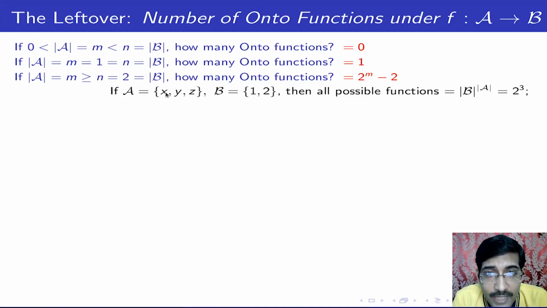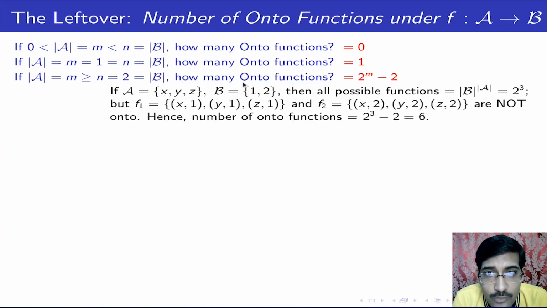See, I have also taken functions in such a way that x will map to 1, y will map to 1, z will map to 1. That is not onto, because 2 has been left out. So this is a constant function. For any value of A you give, I give you the answer as 1. I also left out this constant function similarly. So 2 cube or 8 is the total number of functions, and 2 of them are not onto functions at all. So the total number of onto functions is 2 cube minus 2, which is 6.